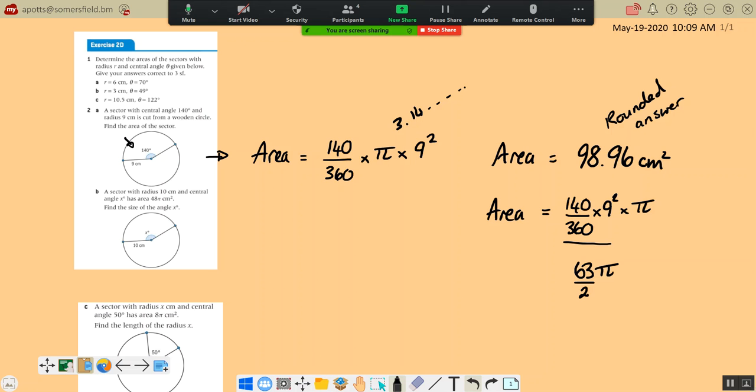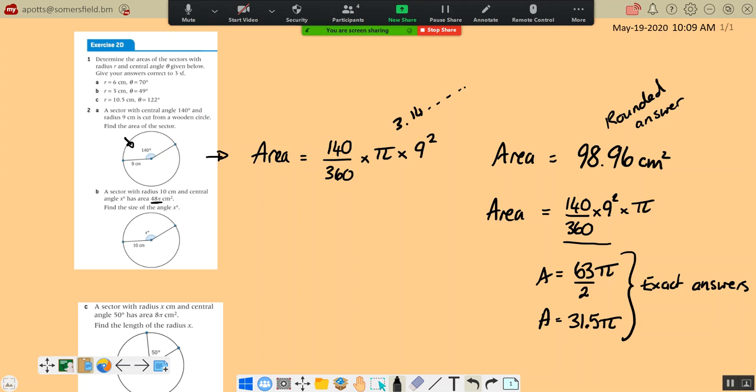Because 63 over 2 as a decimal is actually still not a problem, we don't have to round it. We can do 31.5 pi. Okay, so these are what we call exact answers, because we haven't had to round them. So I can see in this question here, it says 48 pi, and the reason they're leaving it like that is because we don't want to round it. Does that make sense?